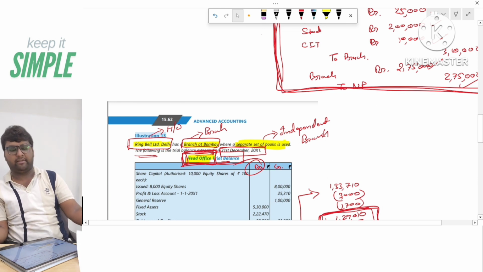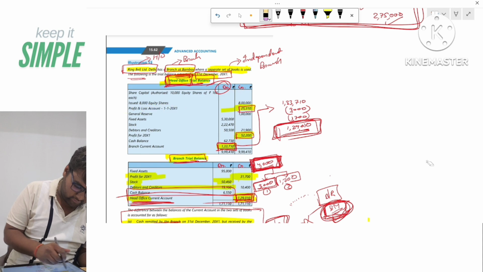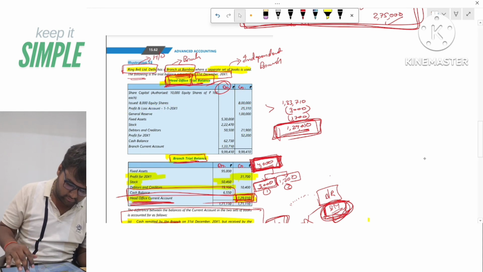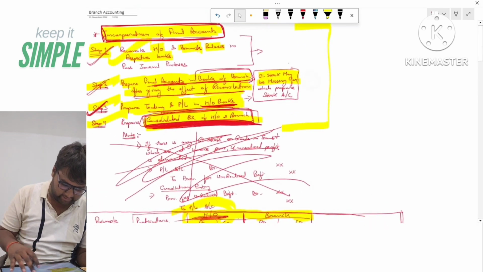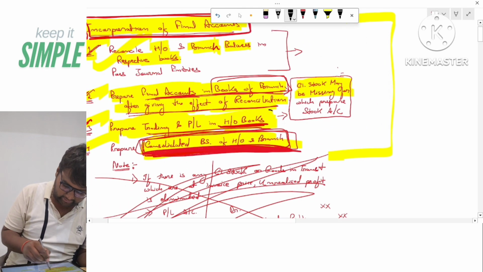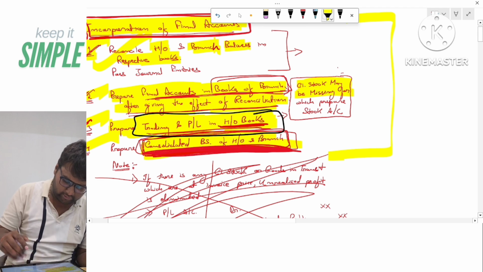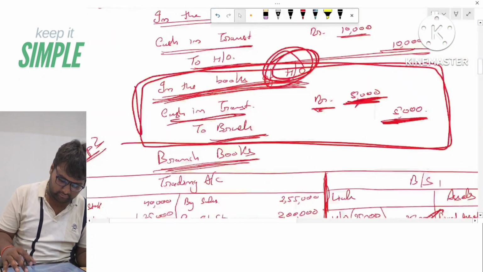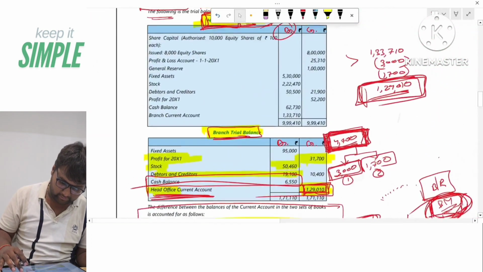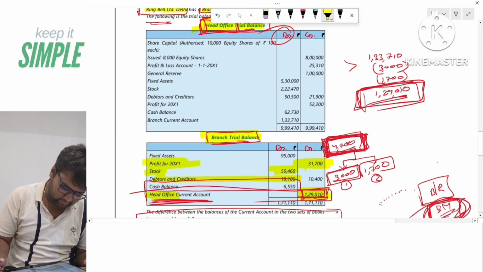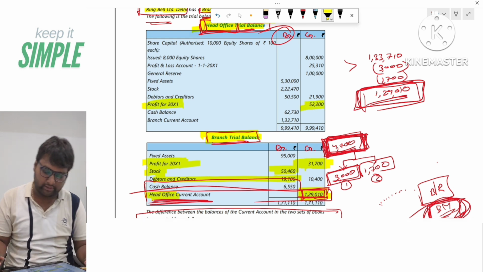What is our step 3? Step 3 is to prepare trading and PL in head office books. So here also we will not have to prepare it because we have been given the figures of profit. See, we have been given profit for the year 52,200.